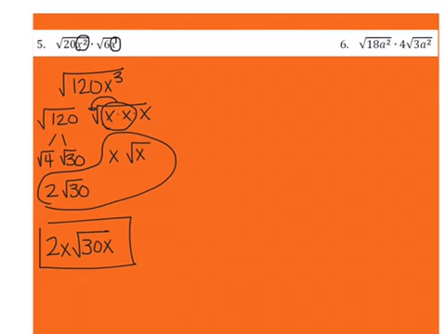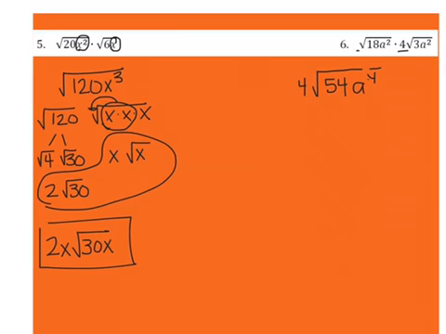So we're going to do the same thing with number 6 here. We're going to multiply things out front. So I have 1 times 4, which is going to give me 4. Multiply the things underneath. So I have 18 times 3 is 54. And then a squared times a squared is going to give me a to the fourth power, because remember we want to add those exponents, so a to the fourth.